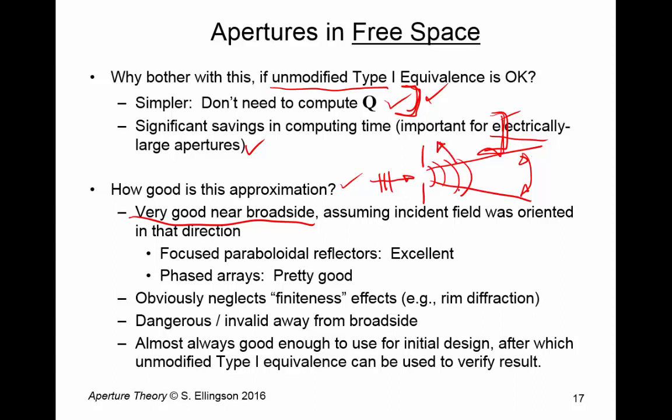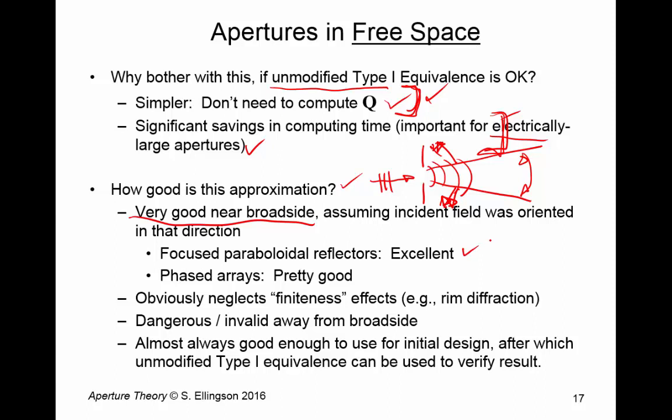But as you get further out in this direction, less good. So as you approach grazing angle, for example, it's not as good. But there are other things going wrong there as well, because we're also making approximation 1, approximation 2. So there are other reasons why we wouldn't put too much confidence as we got further and further away from broadside.